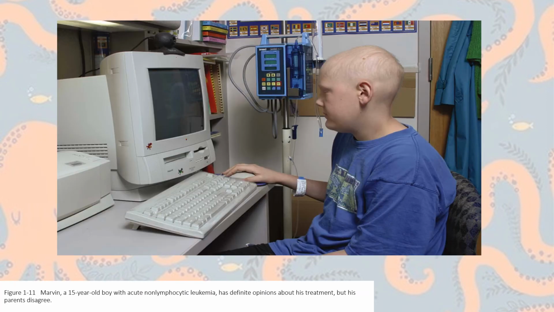This is obviously an old picture. You can tell by this computer screen, but this is an example that's in your book because this child became well known for going to court because he disagreed with his parents. He had cancer and he wanted to have the permission from the court to be taken off treatment, and his parents disagreed, and usually we listen to the parent over the child.